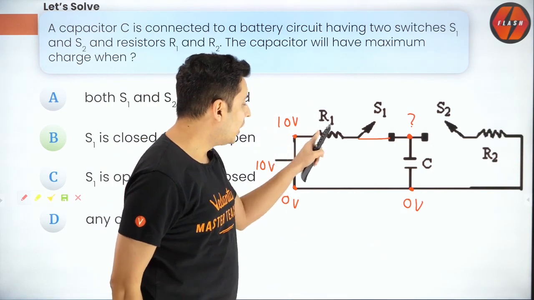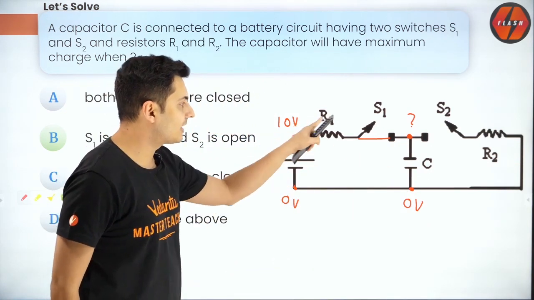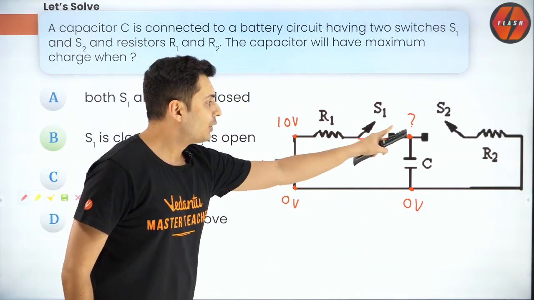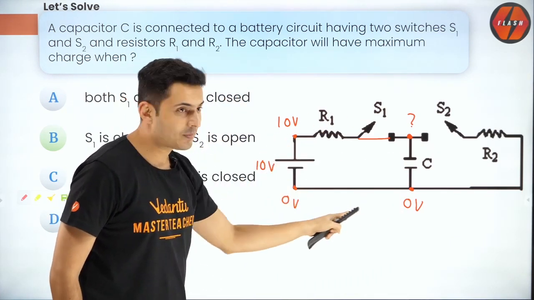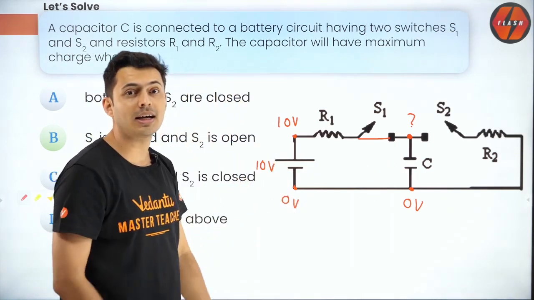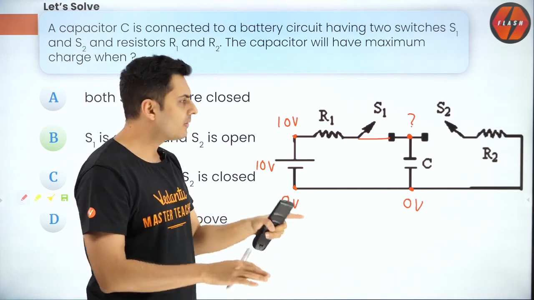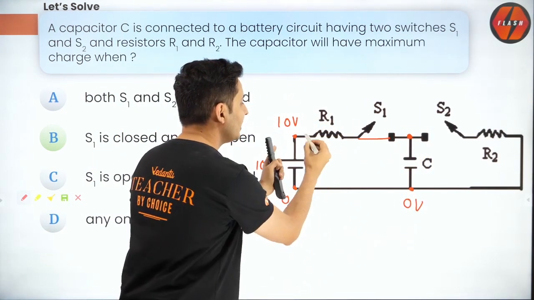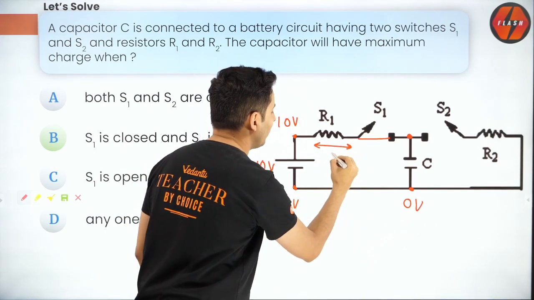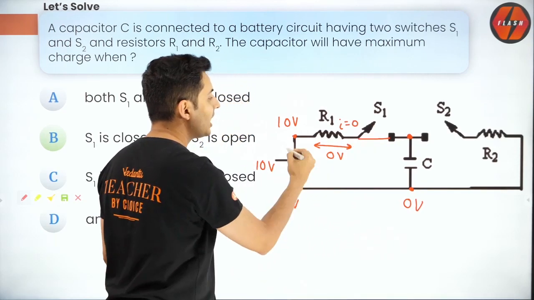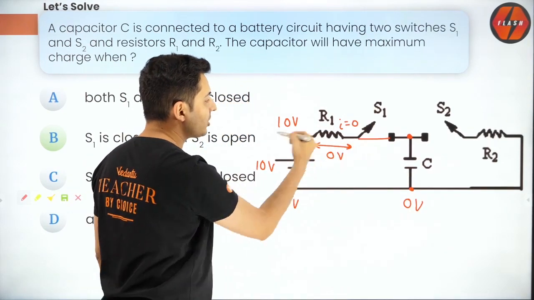because in this branch of the circuit there is no current flowing. If there is no current flowing, why? Because the capacitor will block the current completely. If the capacitor is going to block the current completely, then there will be no voltage drop across this resistor because the current is 0. IR will be 0, so the voltage drop is 0.